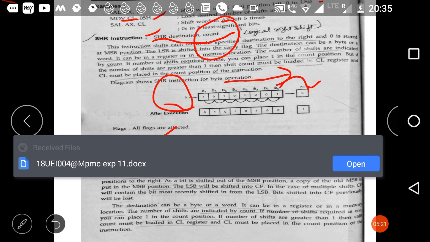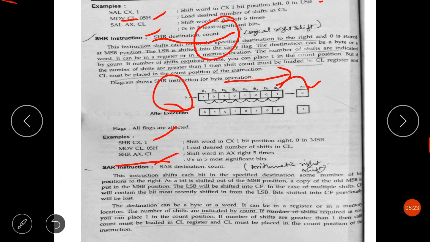So what is happening: the number of shifts is indicated by count, and if the number of shifts required is 1, we can place 1 in the count position. But if the number of shifts is greater than 1, then the shift count must be loaded in the CL register and CL must be placed in the count position. Flags affected, obviously all flags will get affected.